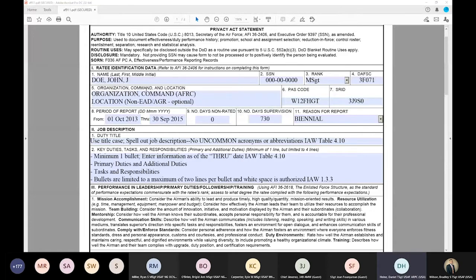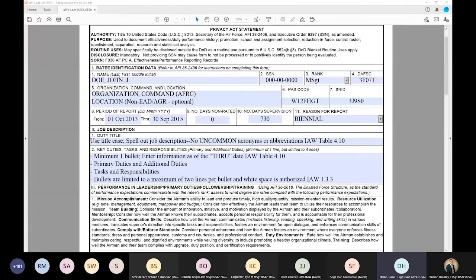In Block 5, the organization, command, and location. The organization would be the member's actual unit. The command is going to be the command that unit falls under. The location will be the location of the unit that the member is a part of.